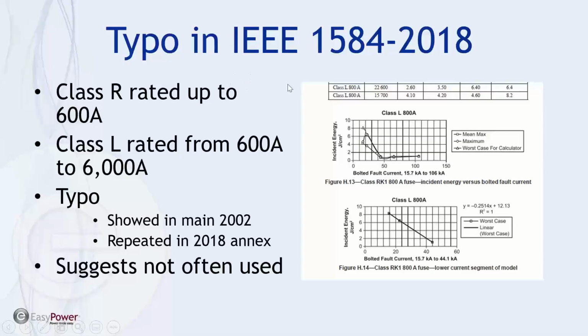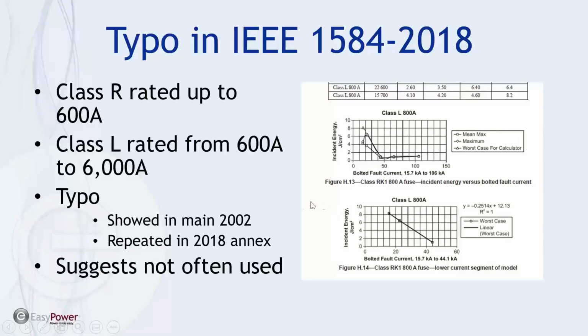The reason I kind of downplay this, and I see the industry downplaying it, is that when I was going through the standards trying to come up with this information for the presentation, I noticed in the 2002 version of 1584 a typo between the label on the figures that was being used and the actual class. In this case, they have the chart labeled class L800, but the figure is labeled class RK800. Turns out the R is only rated up to 600 amps, and L goes from 600 to 6,000. So they've kind of crossed their tips on conveying this information on at least these two charts.